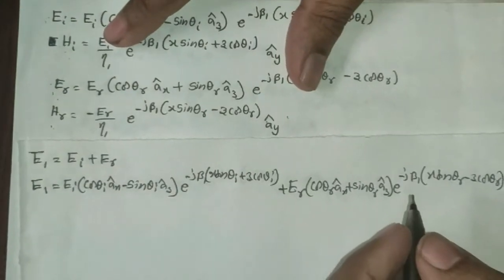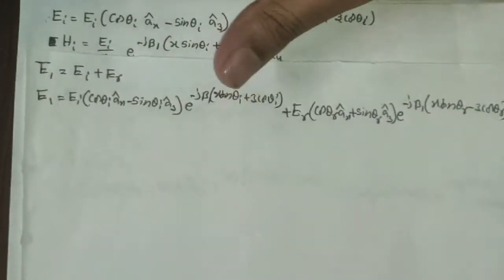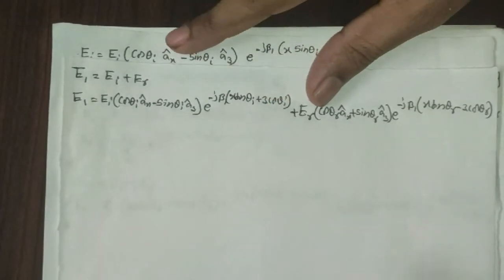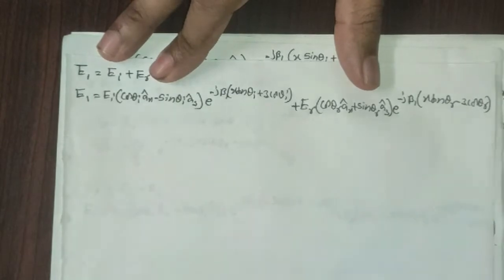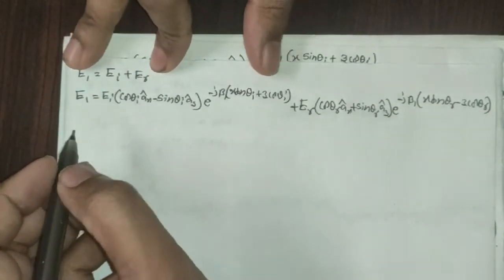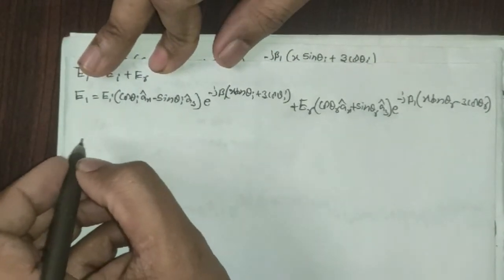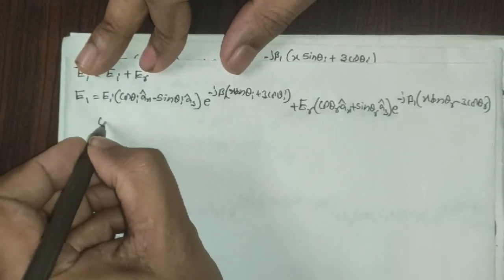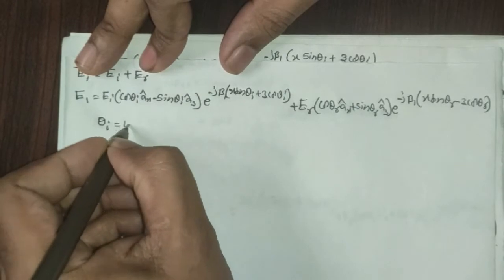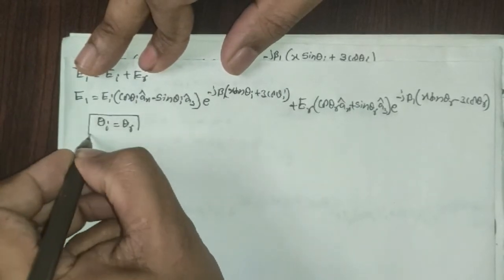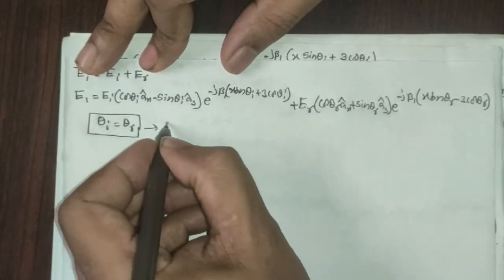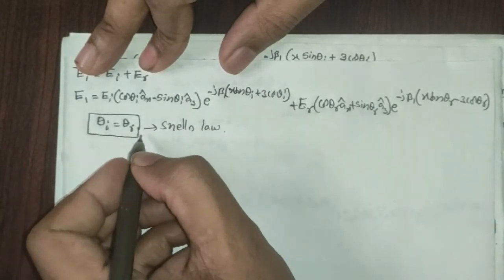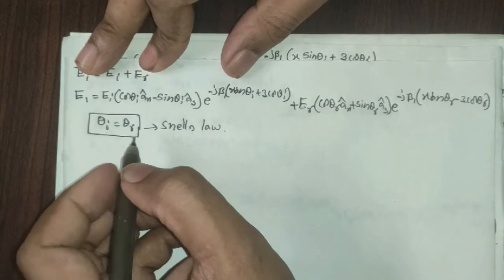Okay. So now after substituting all these terms, we have to simplify this entire equation in order to bring the total electric field. At the same time, you must remember to apply some important values, that is theta I equal to theta R. This theta I equal to theta R is called Snell's law, which tells that the angle of incidence is also equal to the angle of reflection.